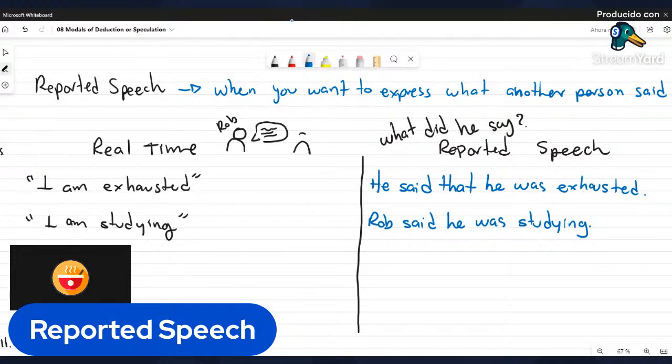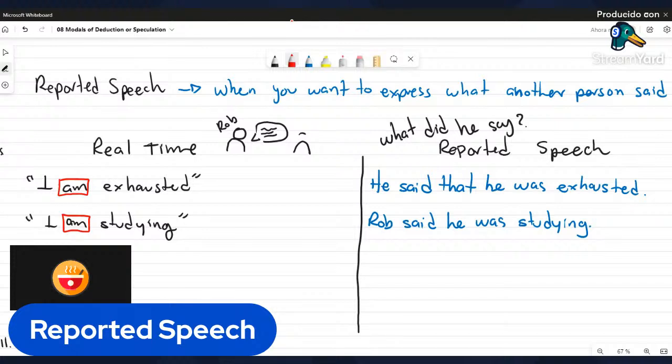Yes, as you can see here, when Rob was speaking, he was saying, I am, right? It's like, I am right now at this moment. I am exhausted, right? And he also said he is, or he was studying. I am studying. That's what he said in real time, in that moment.